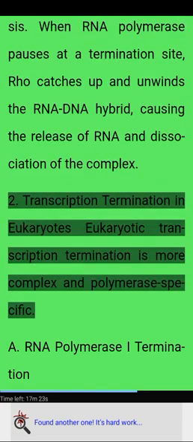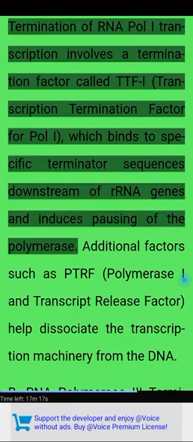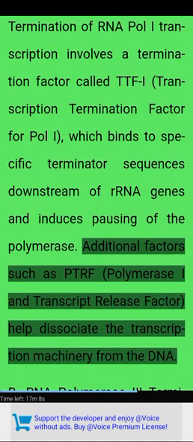2. Transcription termination in eukaryotes. Eukaryotic transcription termination is more complex and polymerase-specific. RNA polymerase I termination. Termination of RNA pol I transcription involves a termination factor called TTF-I, transcription termination factor for pol I, which binds to specific terminator sequences downstream of rRNA genes and induces pausing of the polymerase. Additional factors such as PTRF, polymerase I and transcript release factor, help dissociate the transcription machinery from the DNA.